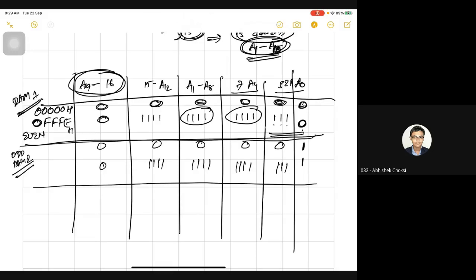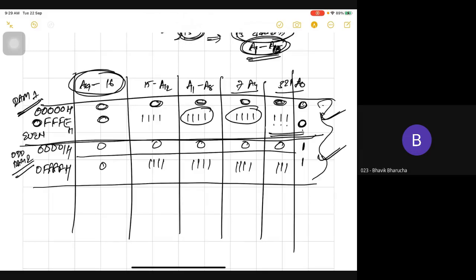In the second chip, you just need to make your A0 as 1. That's it. So now my starting number is 00001H, and the end number is 0FFFFFH. Done. I have attached two RAMs with my processor. One will work as the even bank, one will work as the odd bank, and this together is called one bank. Right? Done.